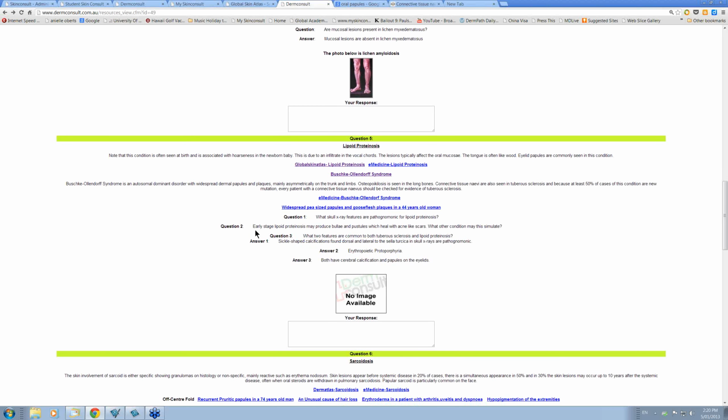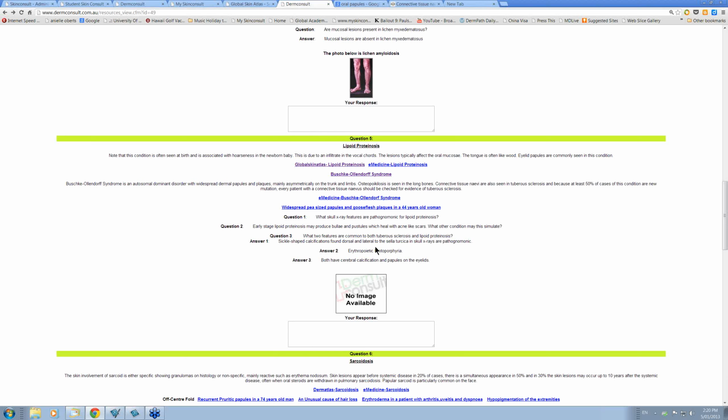Okay. Early-stage lipoid proteinosis may produce bullae and pustules which heal with acne-like scars. Well, we've just seen that in Dr. Al-Sadani's pictures. What other condition may this simulate? Well, I would have thought EPP, you know, erythropoietic protoporphyria. They get the scars over the bridge of the nose and the like as well. And remember the marked sun sensitivity. Check the red cell protoporphyrins.